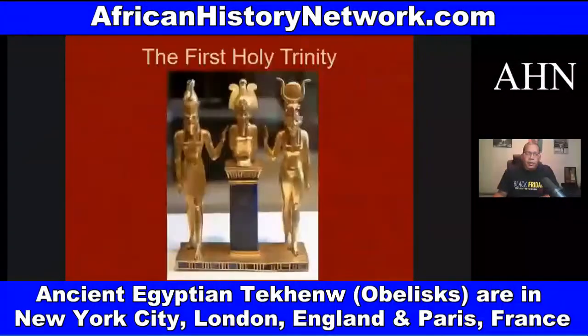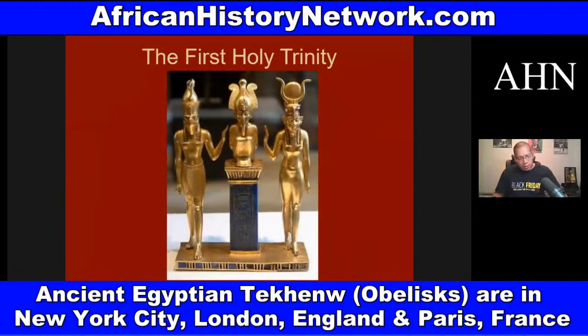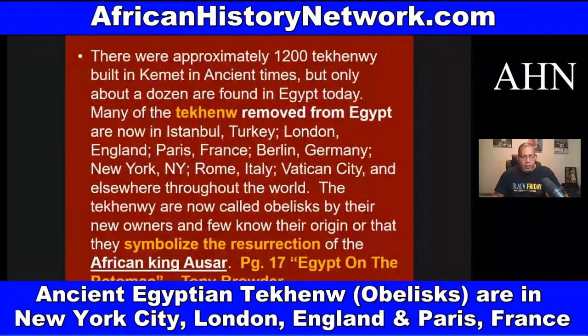So here is a famous statue of Asar, Aset, and Heru, who the Greeks called Osiris, Isis, and Horus. And they're known as the First Holy Trinity. The Tekhen comes from the story of Asar being cut up into 14 pieces by his brother Set, and Aset, his wife, recovers 13 of the pieces. The 14th piece is missing, the phallus. So she erects the Tekhen, which is a symbol of the phallus that's missing, but it's a symbol of resurrection.